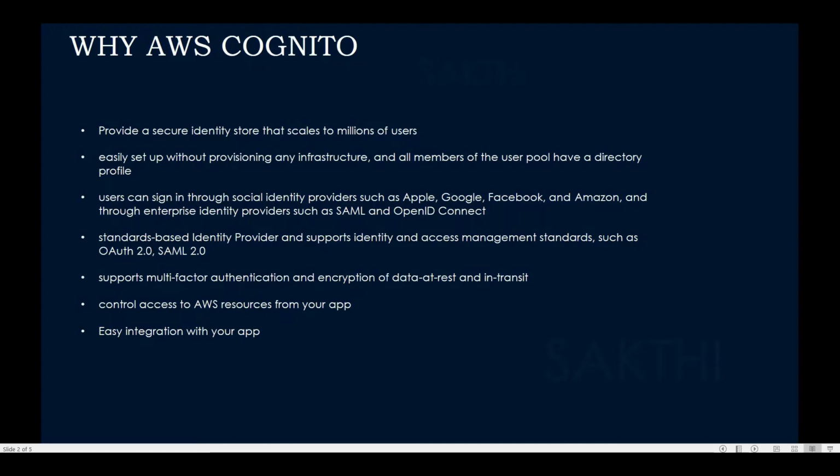It provides a secure identity store that can scale to millions of users, and you don't have to have any infrastructure behind it. AWS will take care of that. And it supports major social identity providers like Apple, Google, Facebook, and Amazon, and you can integrate with your SAML identity providers also. It supports multi-factor authentication and encryption of data at rest and in transit as well.